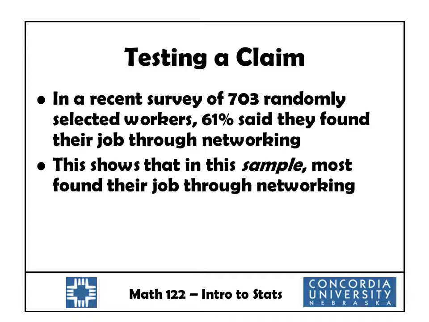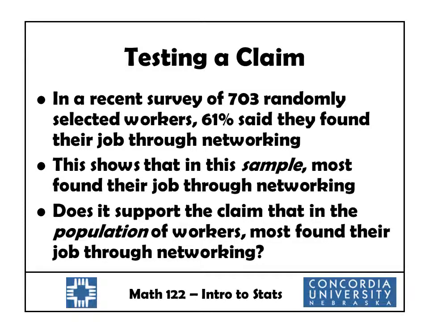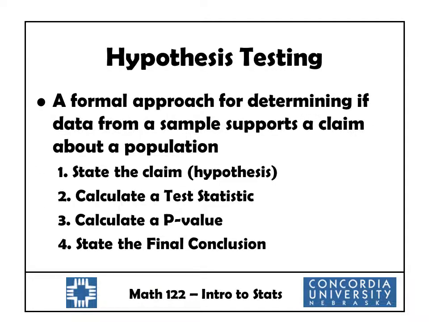This is only a sample of all workers. The claim is made about the population of workers. So what we need to determine is, does it support the claim that in the population of workers, most found their jobs through networking? Again, the claim was made about the entire population of workers. Our data here comes from just a sample. Our sample data does appear to support the claim, but just how strong is that support? Is it very strong support that we could use it to conclude that the claim really is true, or is it just very weak support that doesn't give much support at all?